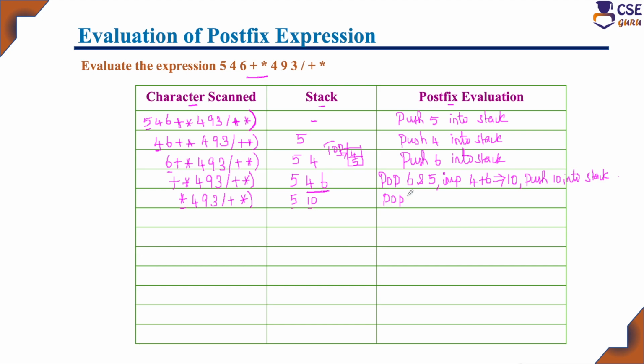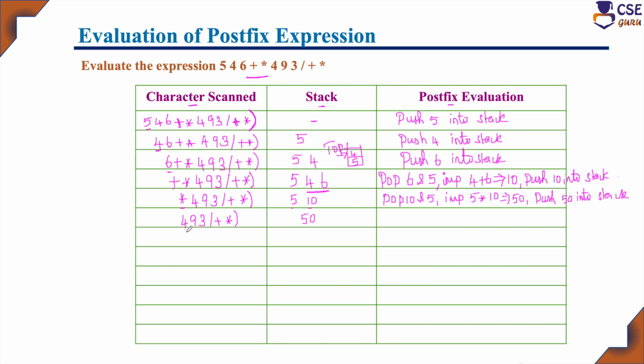So first you will pop 10 and then you will pop 5 and then you have to implement the operation 5 into 10. Okay, the multiplication operation you have to implement, and the result you will get is 50, and now the result you have to push back into the stack, and the stack content is 50 now. Okay, and the remaining input characters are 4, 9, 3, division, plus, multiplication, closed parenthesis.